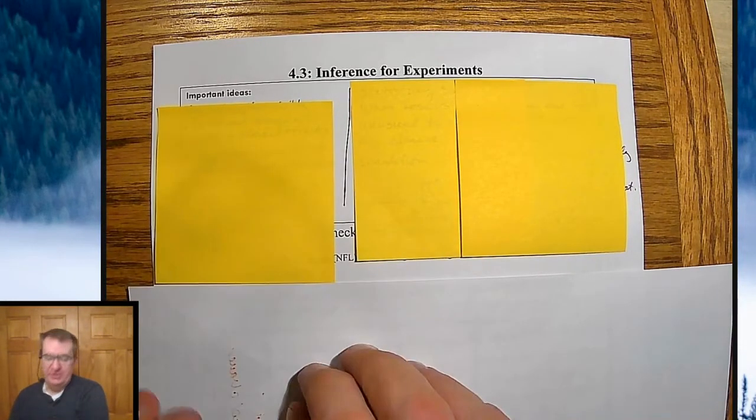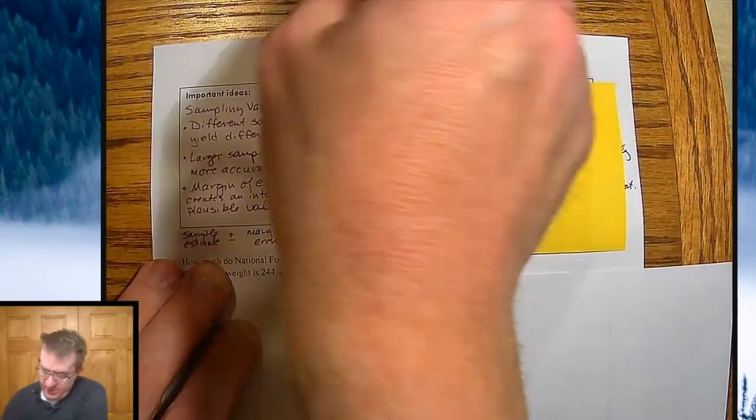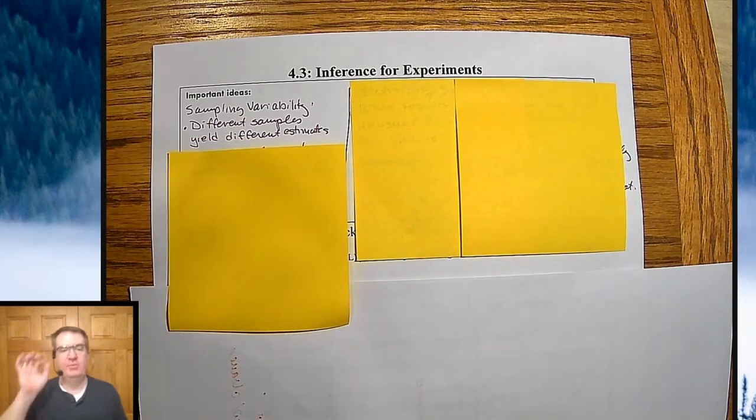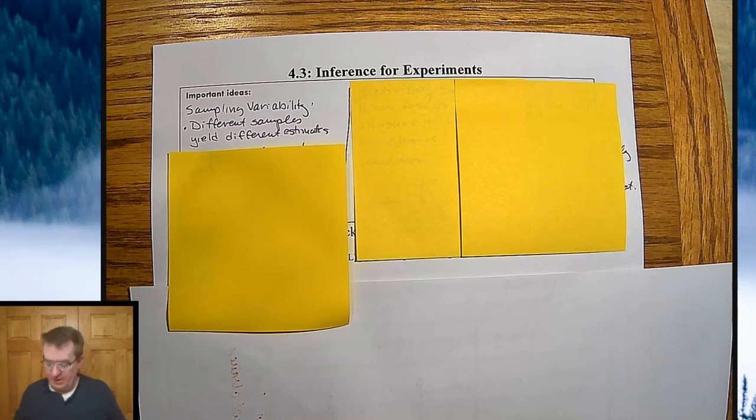So the important ideas are this. The first one we have is sampling variability. There are a couple different ways that the size of the sample is going to determine what the variability of it is. For example, different samples yield different estimates. If you think about it, that makes sense because each of the samples doesn't have the same individuals in it. So that means your averages, your means are going to be different. So you've got to be careful of that.